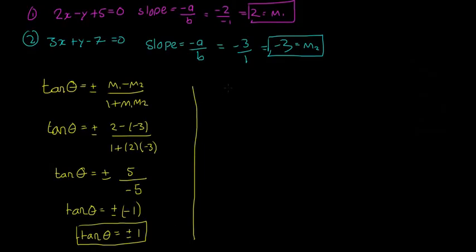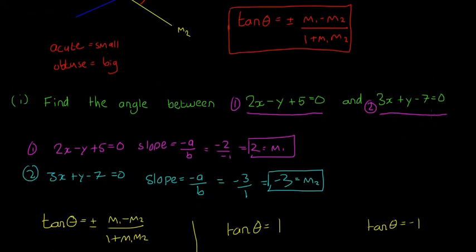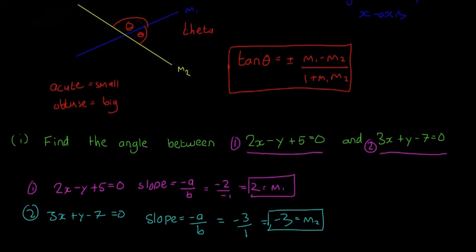We're going to split it up into two things. I'm going to say that tan of theta can be equal to plus 1, or else tan of theta can be equal to minus 1, because it can be plus or minus 1. One of them will give us the acute angle, one of them will give us the obtuse angle, or in other words, one will give us the small angle, and one of them will give us the big angle.